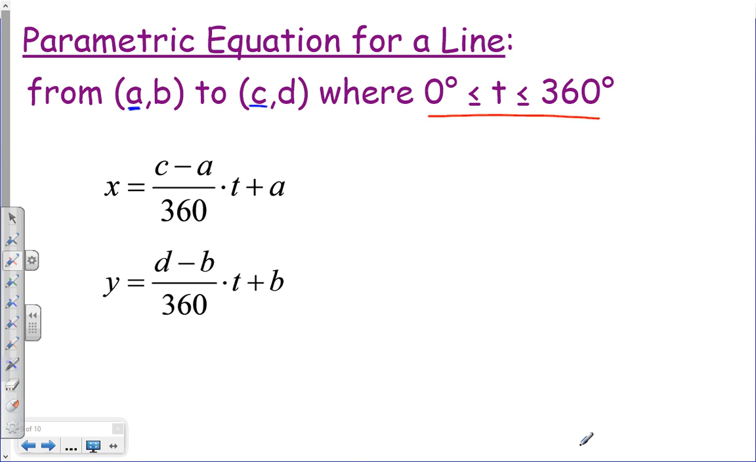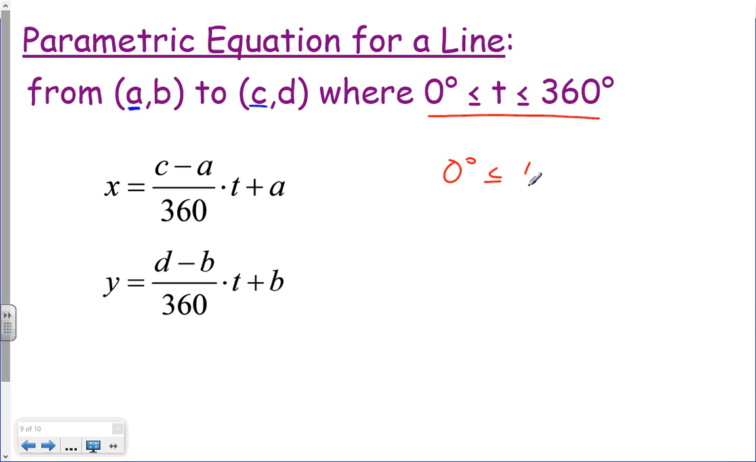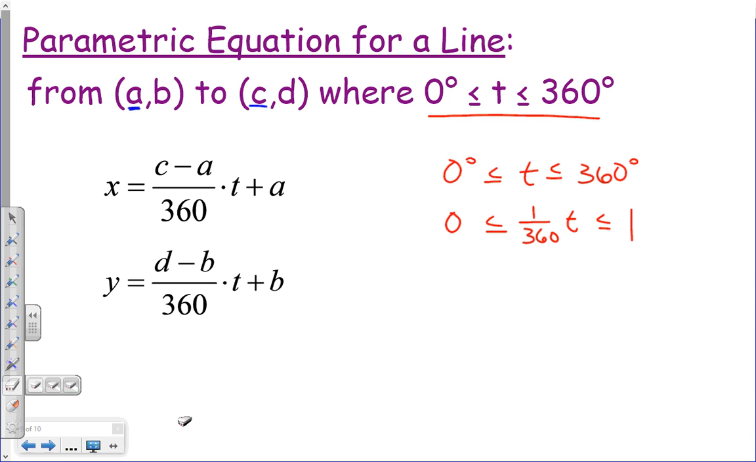So to do that, if you take this inequality, the first thing we're going to do is divide through by 360 degrees. So divide everything by 360. 0 divided by 360 is still 0. t divided by 360 is 1 over 360 times t. I'll write it that way. And then 360 divided by 360, of course, is 1, because technically we lose the degree here when we divide by degrees.